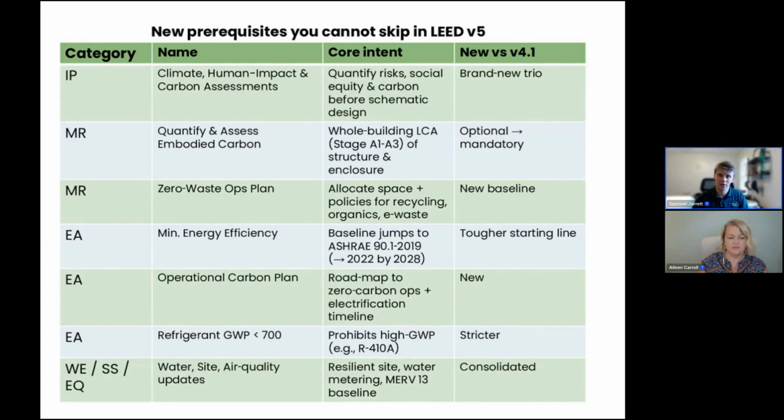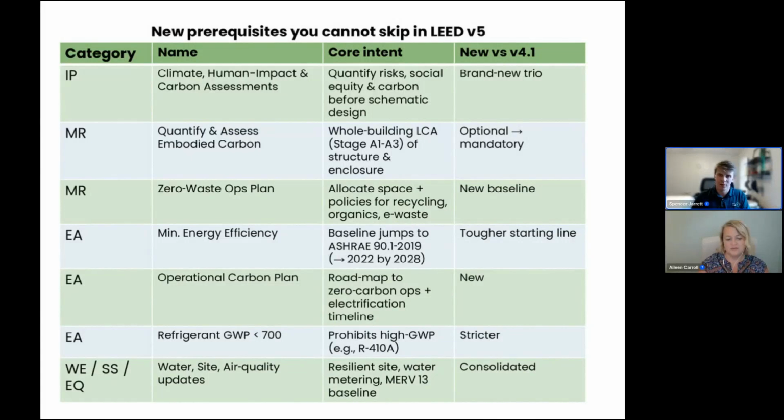And then there's two more EA prerequisites. One is the minimum energy performance baseline is moving to the newer ASHRAE 90.1 standard. So no longer using the 2019 standard and looking more at the ASHRAE 90.1 2022 standard. And you also must file what LEED is calling an operational carbon plan, outlining basically how you will reach zero carbon operations.